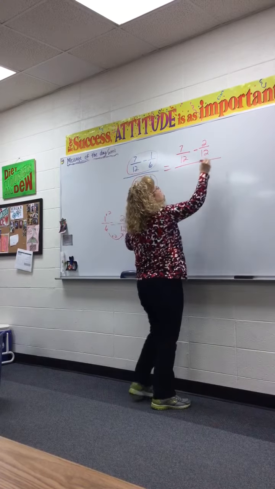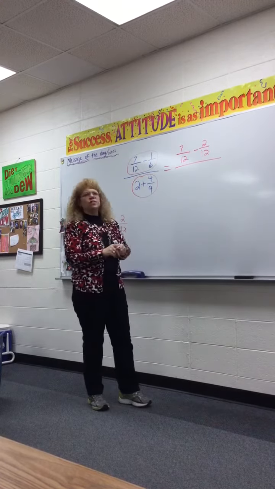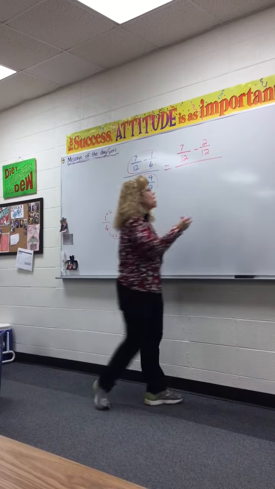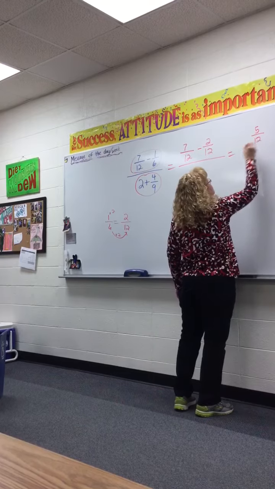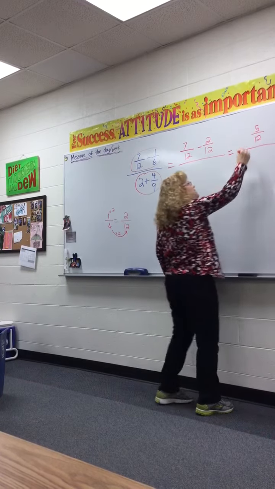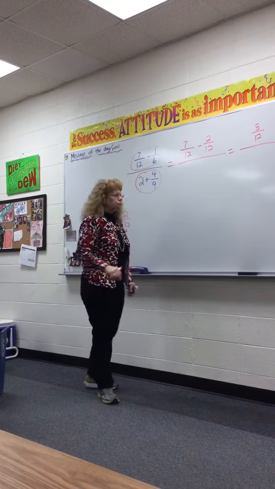Now actually work that out. What is 7/12 take away 2 12s? Right. So my numerator, I just get one term, it's 5 12s. You have to get it together into one thing.